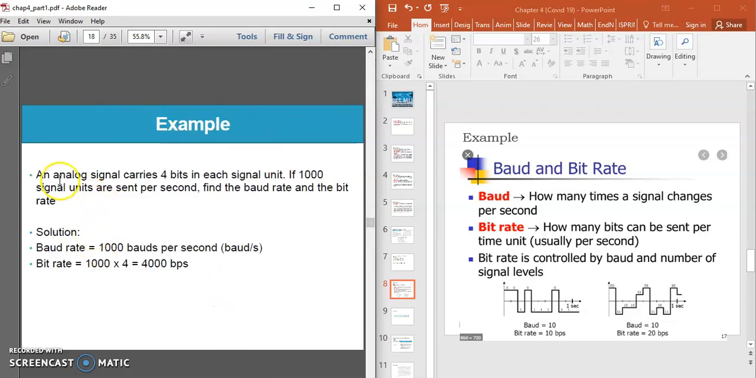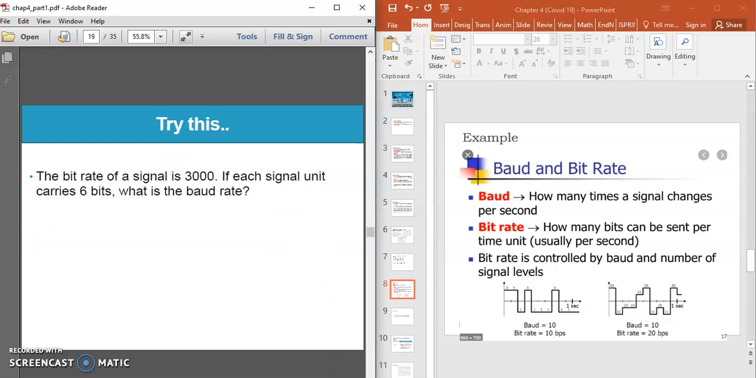Okay, now this is an example. Right now it carries 4 bits, meaning here you got 4 bits. If 1000 signal units are sent per second, how about the baud rate? Baud rate means 1000. How about the bit rate? Remember, you must multiply. So here 1000 times how many bits? 4 bits. So clear? Okay, now we go to the next slide.